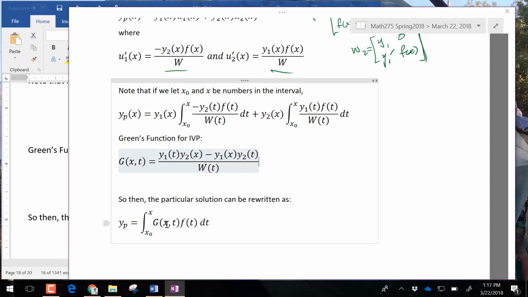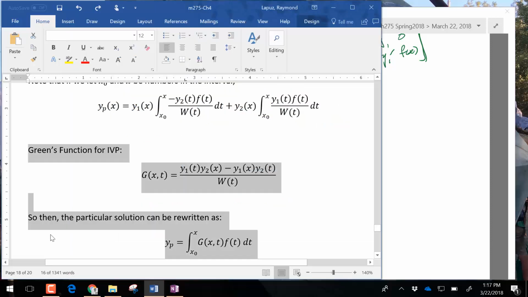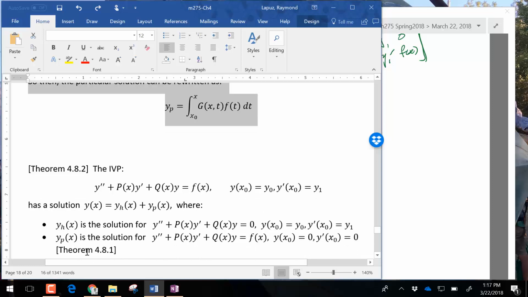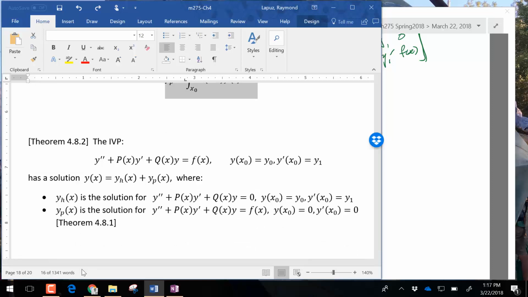Okay, so let's see how we can use this now. Oh, let's do a theorem.